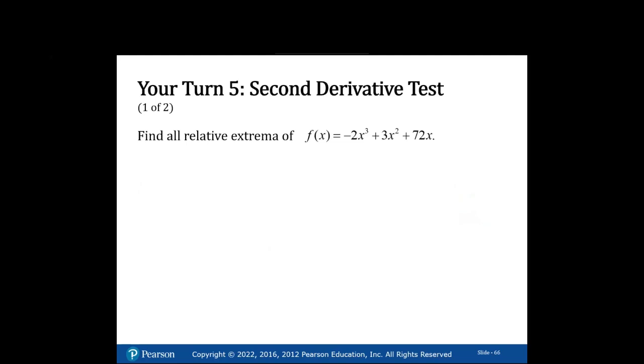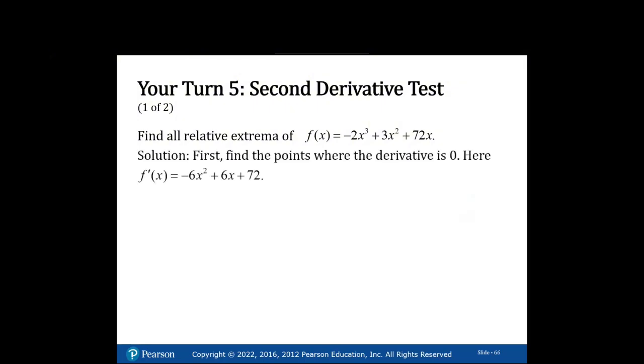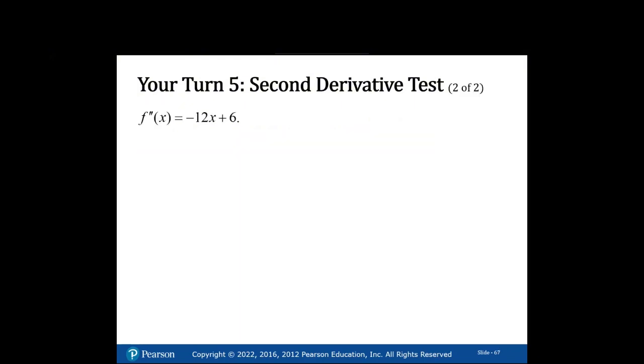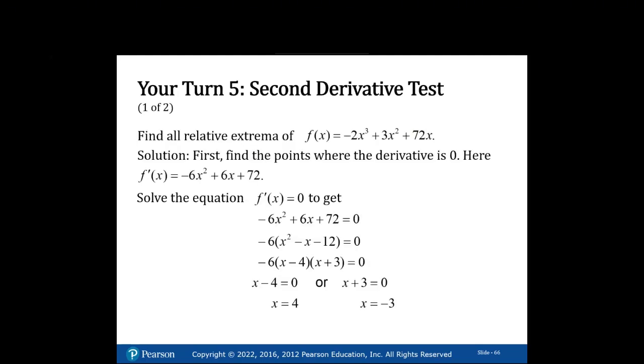We're going to find all of the relative extrema of this function using our second derivative test. So first, find the derivative. Now that we found the derivative, we need to know where it's equal to 0. And it's equal to 0 at x equals 4 or at x equals -3, right? Just factor out a -6 and FOIL. So our second derivative here is negative 12x plus 6. I'm starting here, that's our first derivative. Second derivative is just going to be negative 12x plus 6.